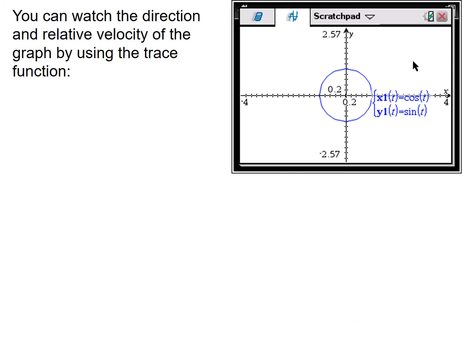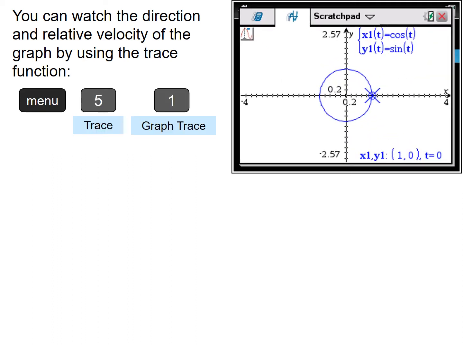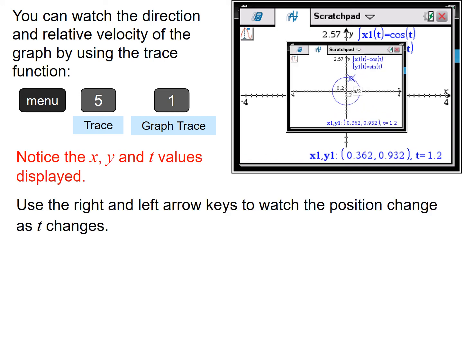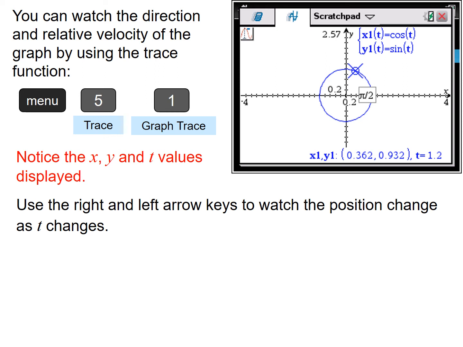Okay, we can examine this curve by using the trace function. So menu, trace, and it puts this little cursor on here, and you can arrow left or right, and you can examine different points on this curve. So you can see right here, x is 1, y is 0, when t is 0. And we can change direction and find more points on that curve.